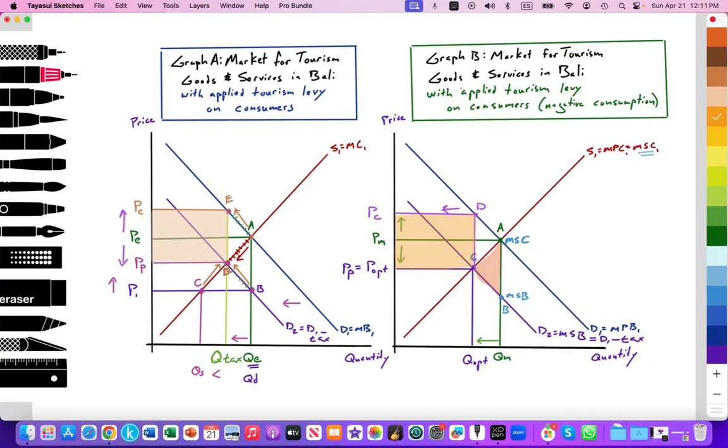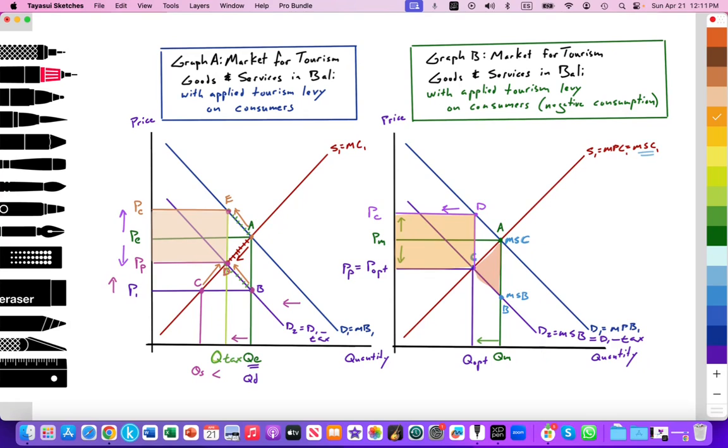Okay, so let's analyze graph B as we would for an IB exam. Graph B is the market for tourism for goods and services in Bali with an applied tourism levy on the consumer being an example of a negative consumption externality, over tourism as a negative consumption externality. On the y-axis, we're measuring price. The x-axis, we're measuring quantity. We have an upward sloping supply curve equal to our marginal private cost, equal to our marginal social cost of providing tourism services and goods.